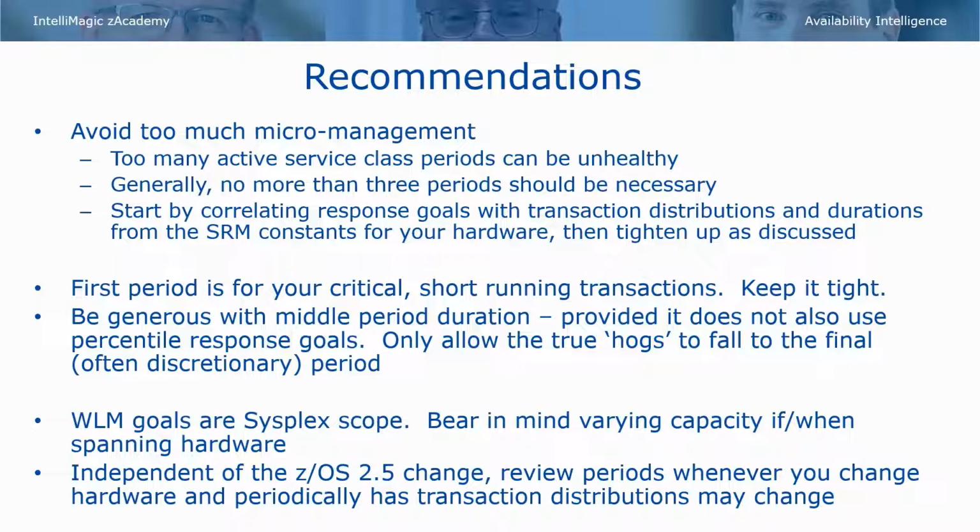We know this is coming and it's going to happen to you, whether you plan for it and do it yourself or not. But even if you're not immediately moving, even if 2.5 is a couple of years out for you, when's the last time you reviewed your existing multi-period service classes? How often have you changed hardware or configurations during that time? Has the application profile changed? There's a really good reason to review these things, because WLM is just going to do what you tell it to do. It's entirely possible you might have really inappropriate durations.